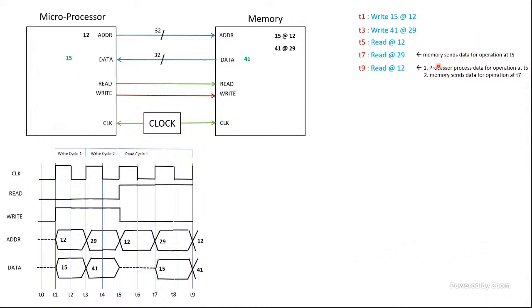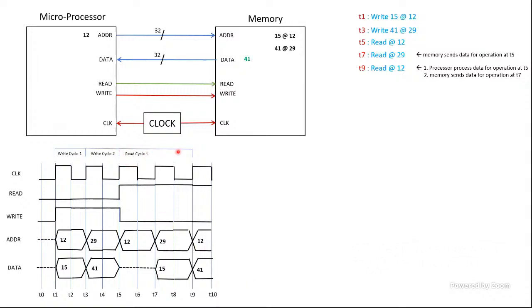And on top of that, the processor processed the data for the operation at T5. This 15 came into the processor, and it is doing something with that. That's not important, what is important is that the microprocessor is consuming that data at the same time point. Now going forward, next clock cycle, low, it doesn't matter. And then it will come to high. Before we go to that phase, let me point out one thing.